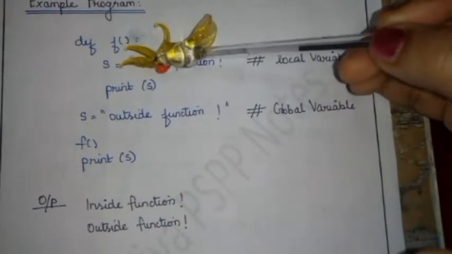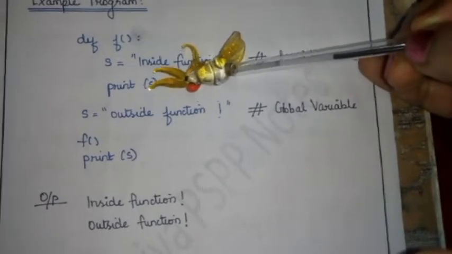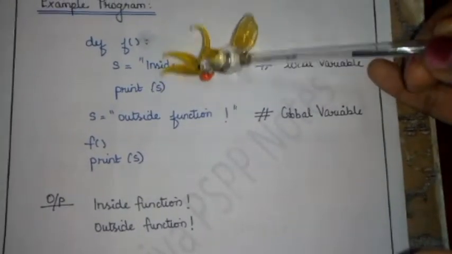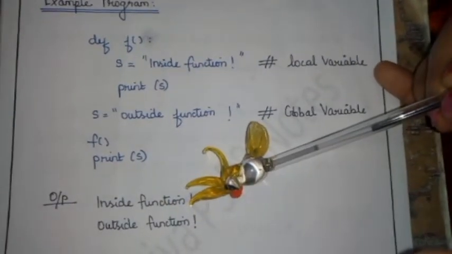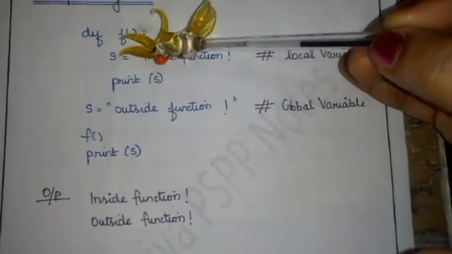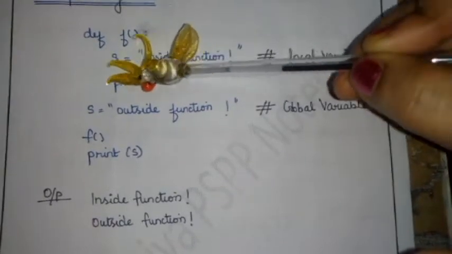Now the s value is inside function, and the print statement will be executed with this variable, okay, inside function. So first time inside function will be printed, and after printing this, the control will again come here. From where it was called, it will return the output, and the flow of execution will be back here.